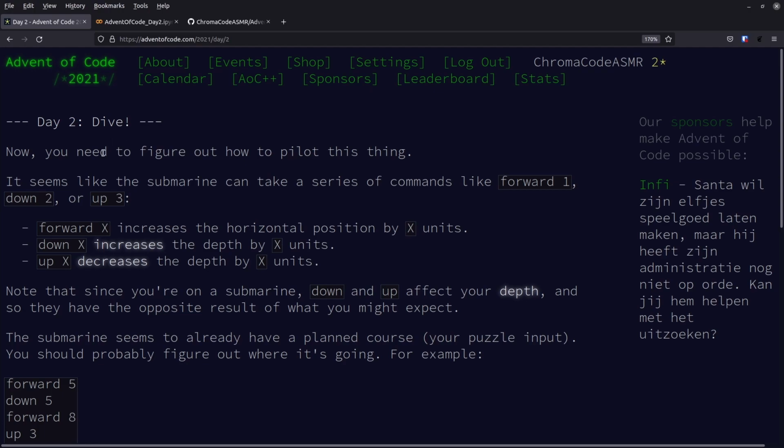Now you need to figure out how to pilot this thing, and if you don't remember, we're on a submarine. It seems like the submarine can take a series of commands, like forward 1, down 2, or up 3. Forward X increases the horizontal position by X units. Down X increases the depth by X units. Up X decreases the depth by X units. Note that since you are on a submarine, down and up affect your depth, and so they have the opposite result of what you might expect.